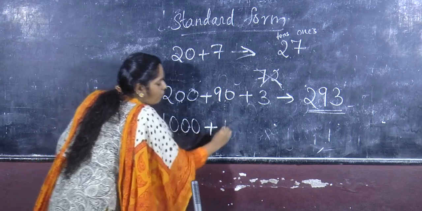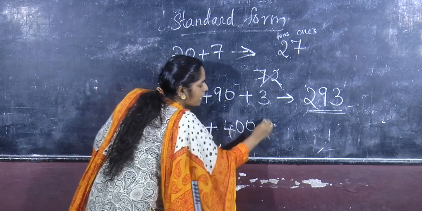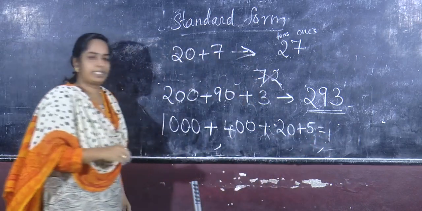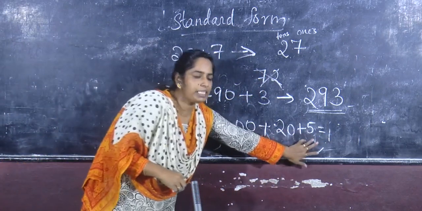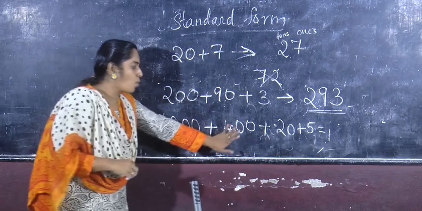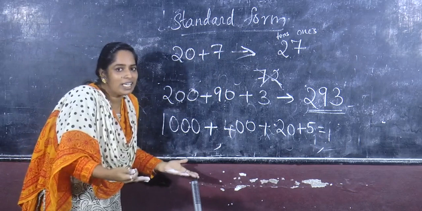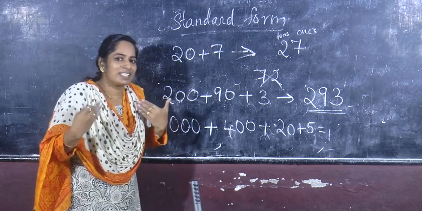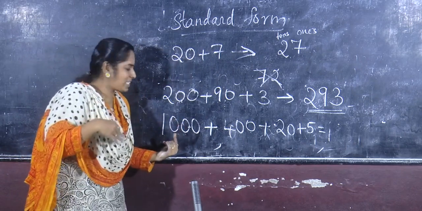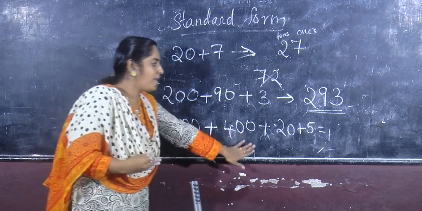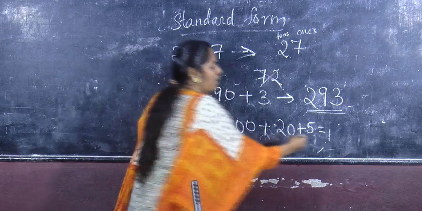Again one more number I will give. 1000 plus 400 plus 20 plus 5. How will you write this? That is 5 is in ones place, 2 is in tens place, 4 is in 100 place, 1 is in 1000 place. So how will you write this? Again you think. Yes, you all got it, isn't it? You all got the answer? Yes, I can hear your voice here. That is 1425. Very good children.